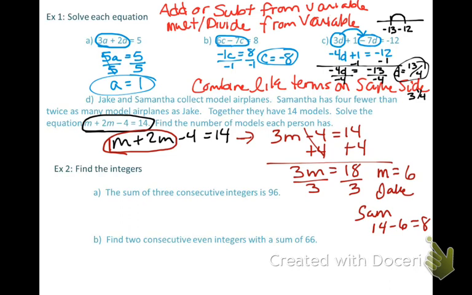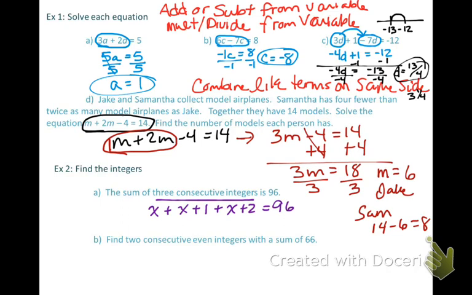It says find the integers, the sum of 3 consecutive integers. Now remember, the formula is on the front. Use those. You will need to use it when you do your homework. So the formulas for 3 consecutive integers are x, then x plus 1, and then x plus 2. Notice I put a plus sign between all of them, equals 96.